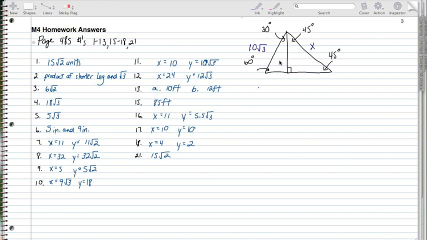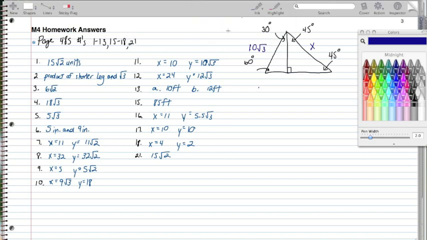But I do want to go over number 21, just because I'm sure that was a question a lot of people had. So let's just take a second right now and do it. I have it drawn out over here. They want us to find the value of x, and they're giving us two triangles. One is a 30, 60, 90 triangle, and one is the 45, 45, 90.